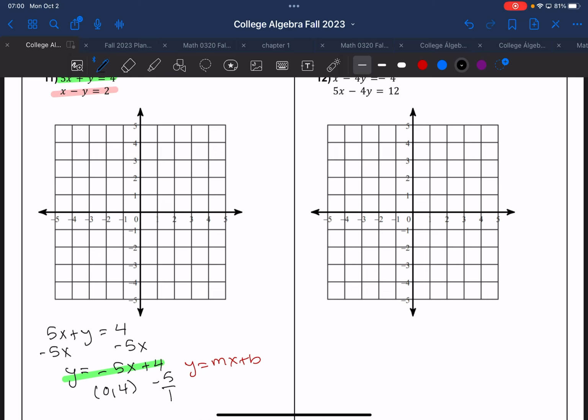Okay, I'm going to go ahead and plot that first. So 0, 4, and then -5/1. So down 5, 1, 2, 3, 4, 5, right 1. And that is my line for the first one.